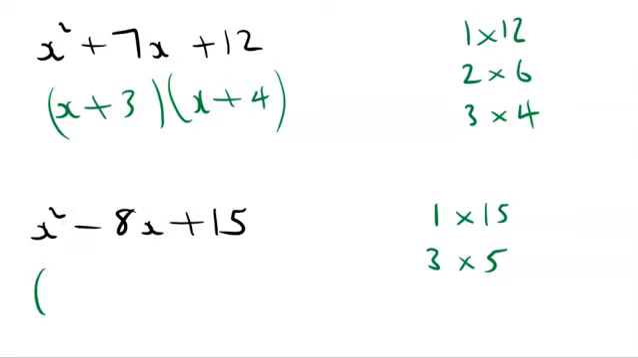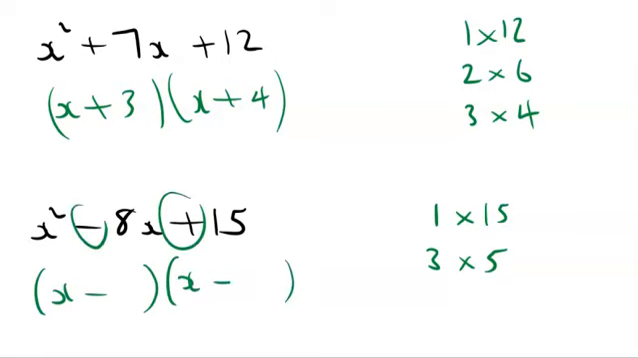And this time I know both of the signs are negative. That's the only way to get a plus sign here, with a minus sign here. And 3, 5 or 5, 3, both are correct. And that's the answer there.